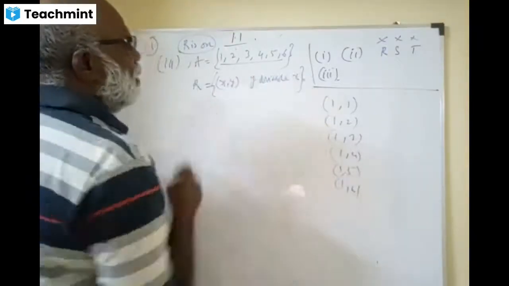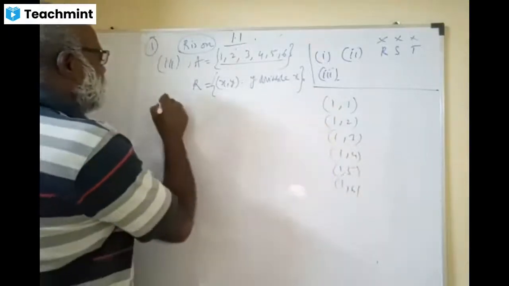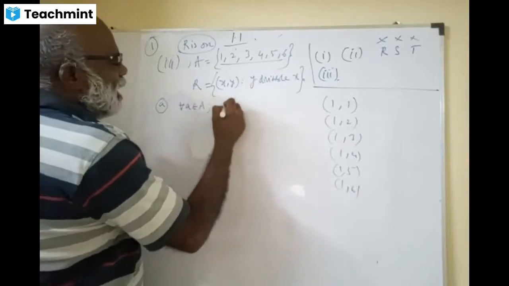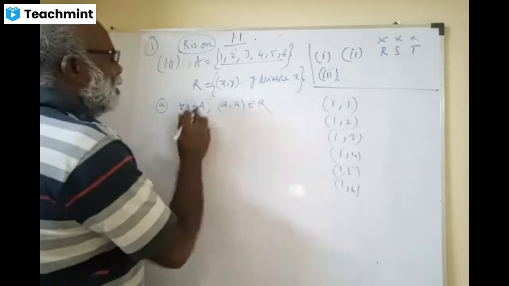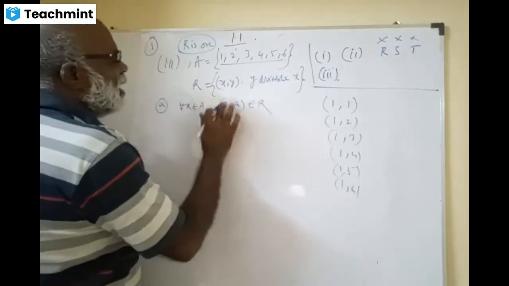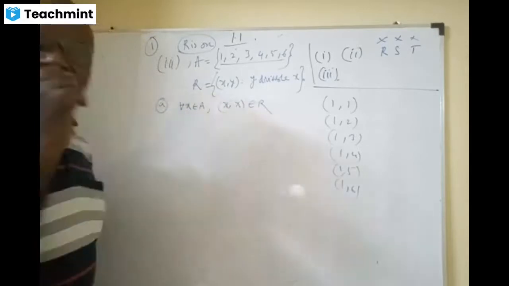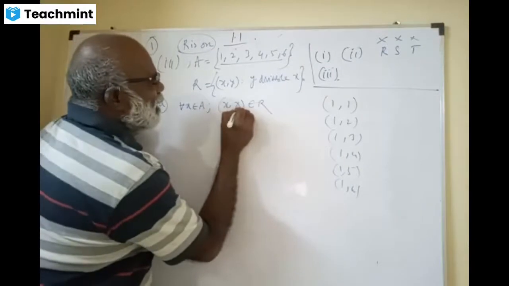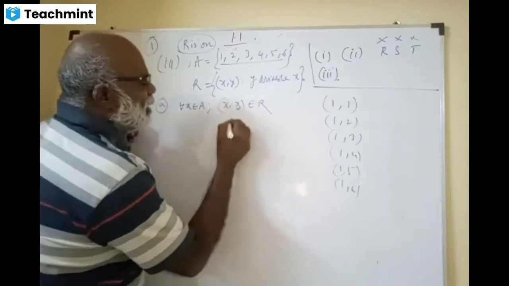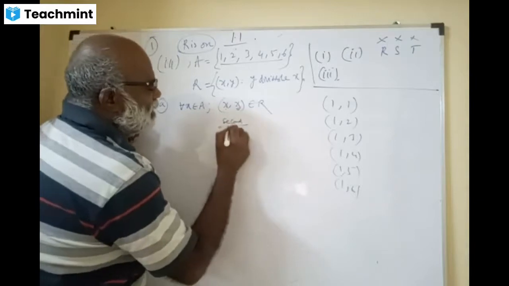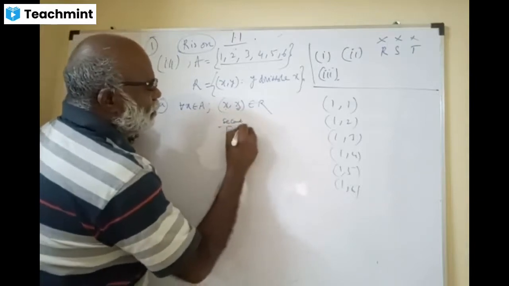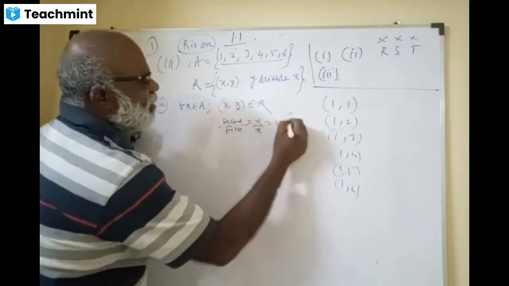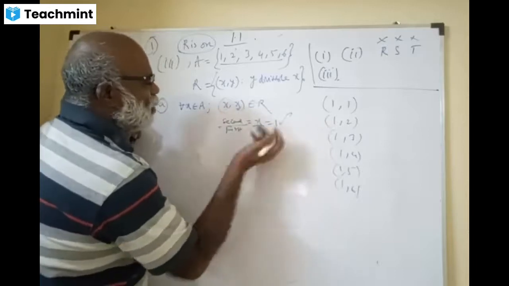Y is divisible by x. Suppose I take now reflexive: for every a belongs to A, (a, a) must belong to R, or for every x belongs to A, (x, x) belongs to R. This is the reflexive relation. Now please tell me, the second element is divisible by the first element. Is it divisible or not? x by x is 1, fantastic. Therefore (x, x) belongs to R.